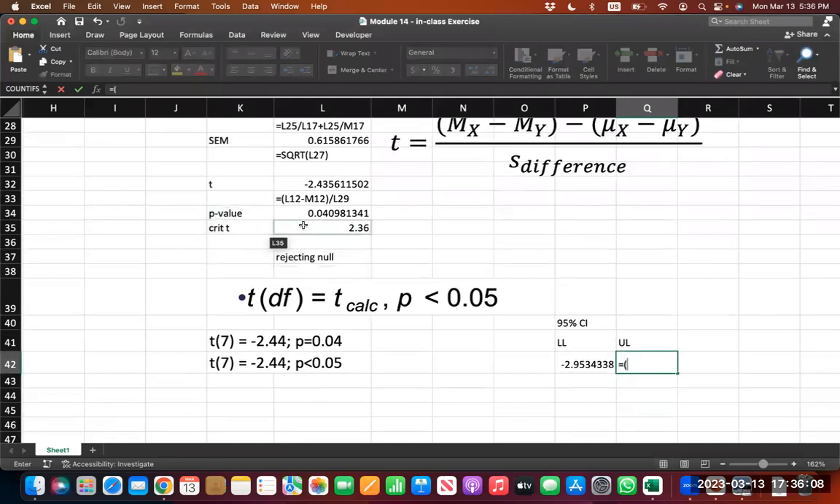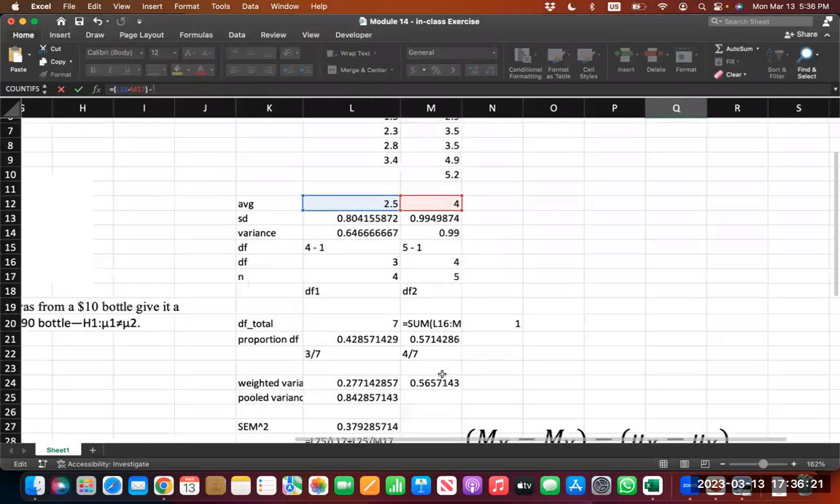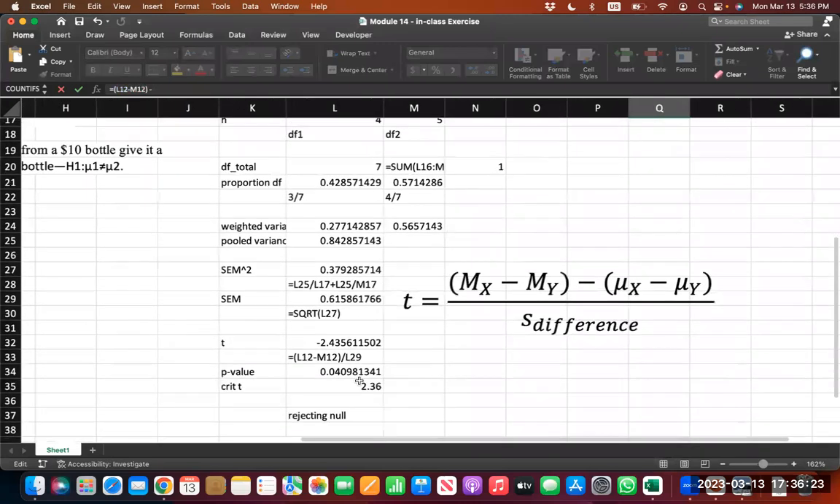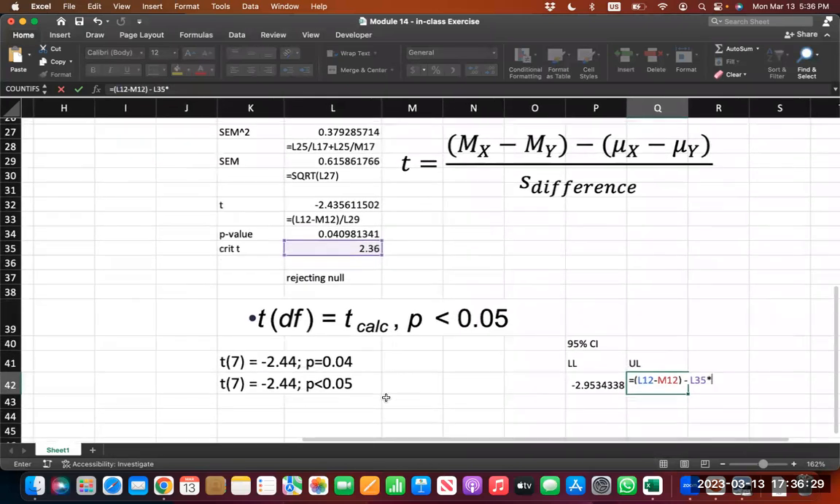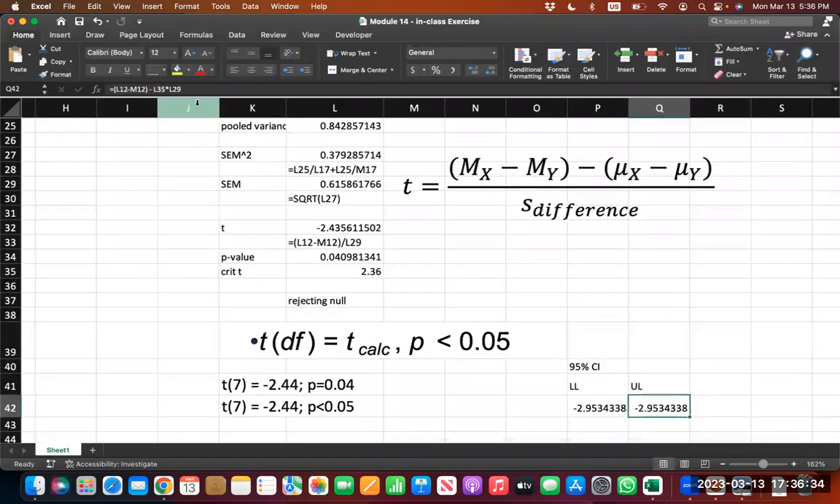Same story with the upper limit. This is the mean of x minus the mean of y, plus 2.36 multiplied by the standard error of the mean. Oh, minus, plus. It's late. It is late. Okay, same concept applies.